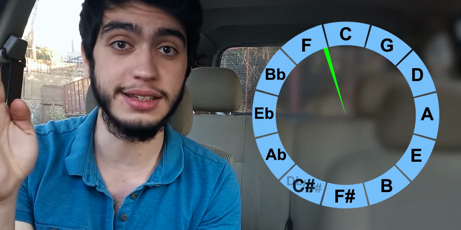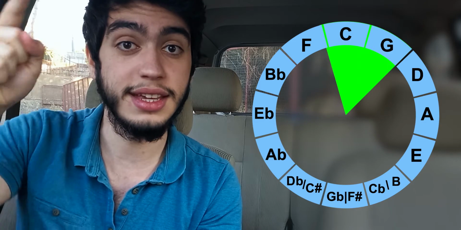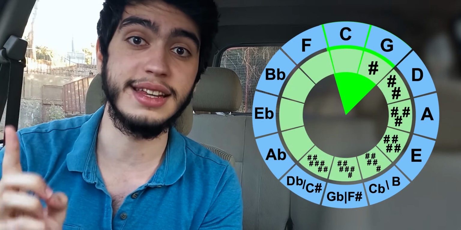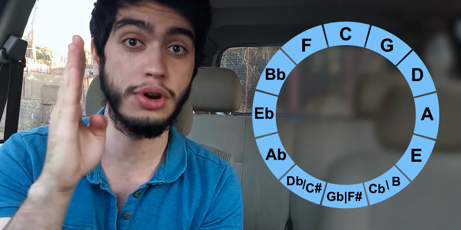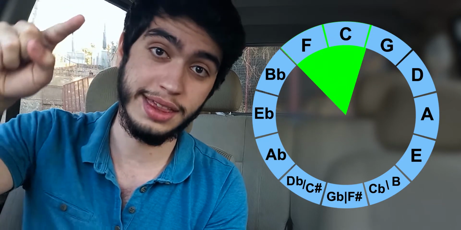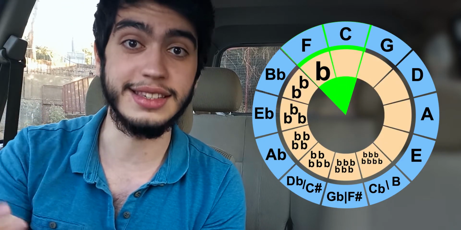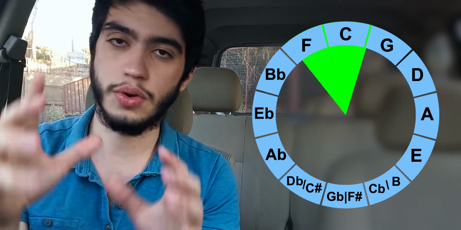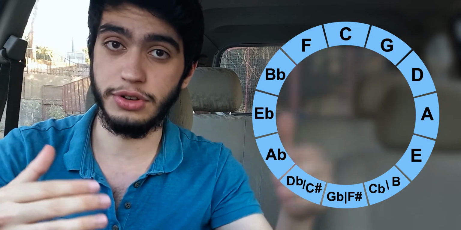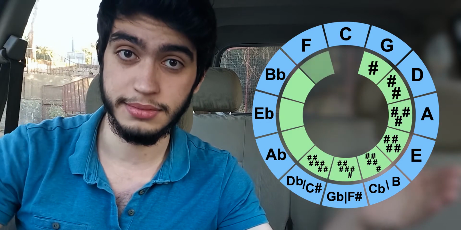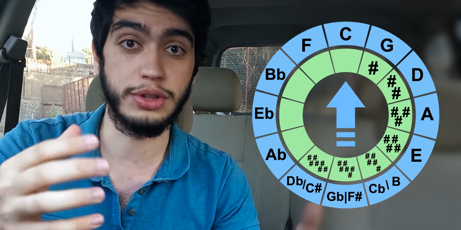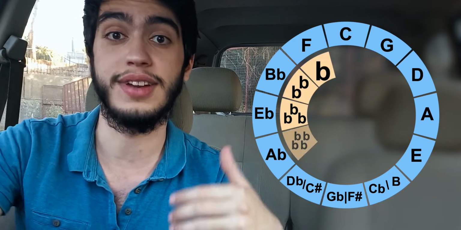If you go from C to G, you are going in the sharp direction, which means it's an upward modulation. If you go from C to F, you are going in the flat direction, which means it's a downward modulation. So remember that. If you're going to a key that has more sharps, it's an upward modulation. If you're going to a key that has less sharps or more flats, it's a downward modulation. Sharp, up, flat, down. One more thing before we move on. The closer two keys are together on the circle of fifths, the easier it is to switch between them.